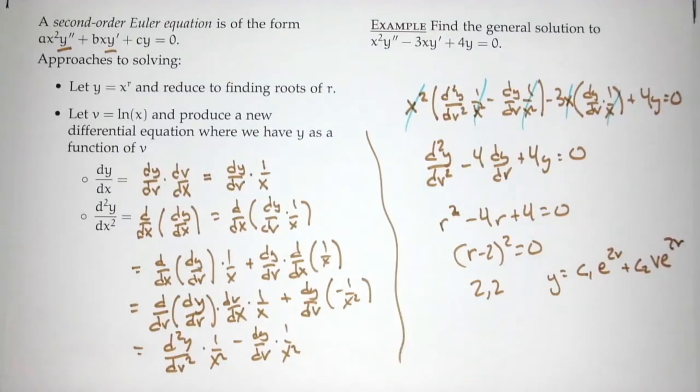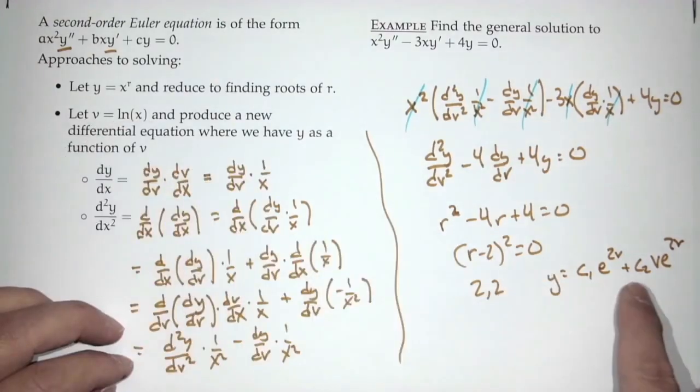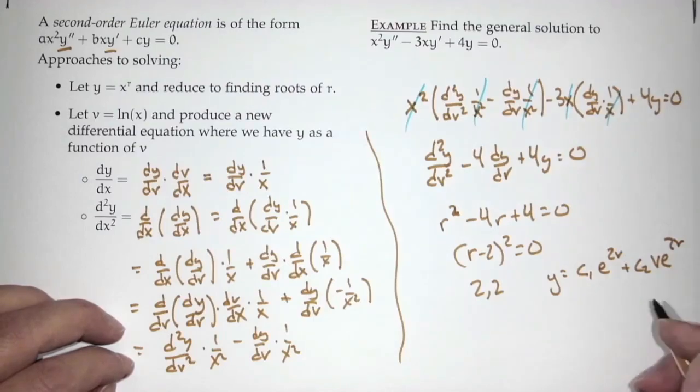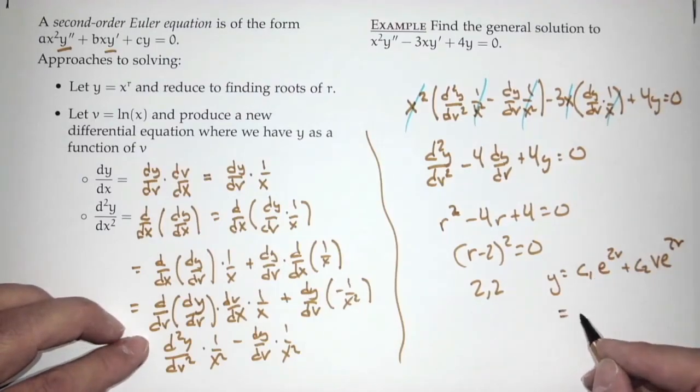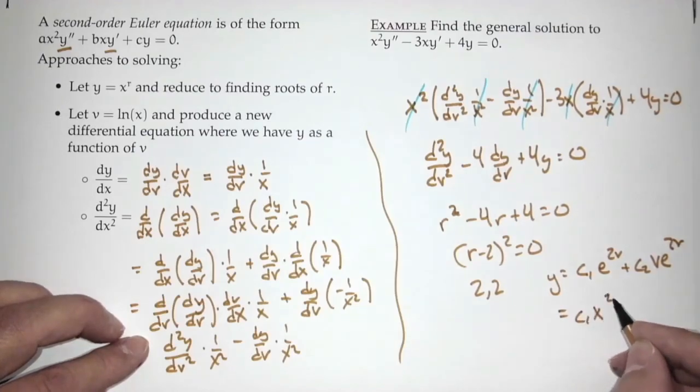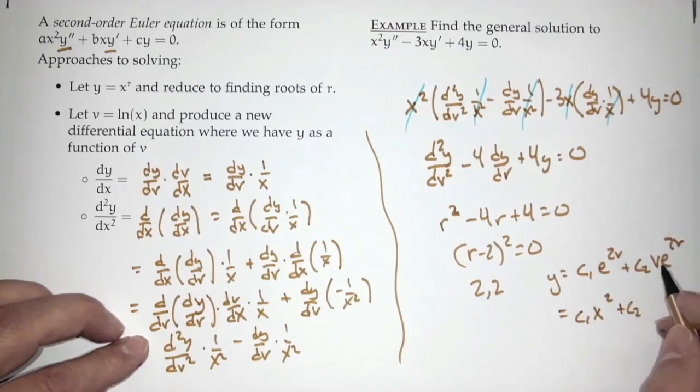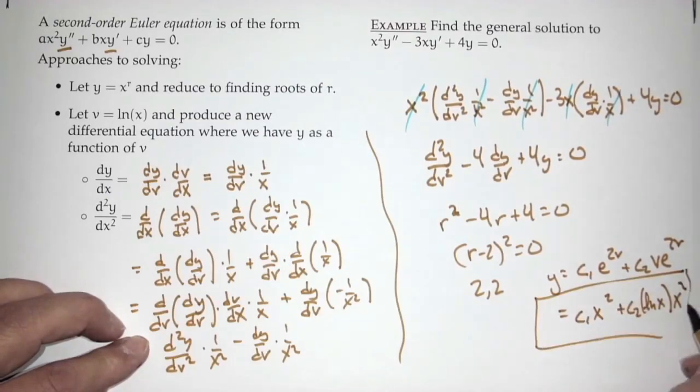Are we done? No, but we're darn close. What's left? v equals log x. So e to the 2 natural log x becomes what? x squared, plus some constant times log of x times x squared. Okay, so there's an example.